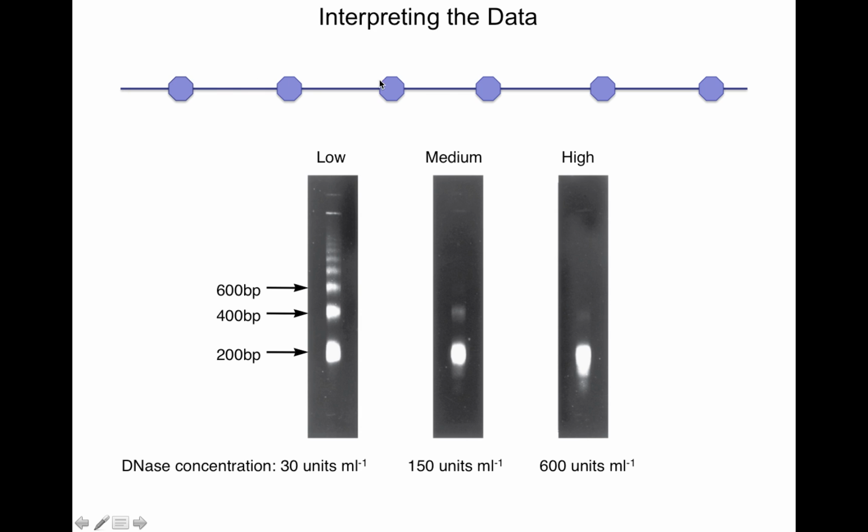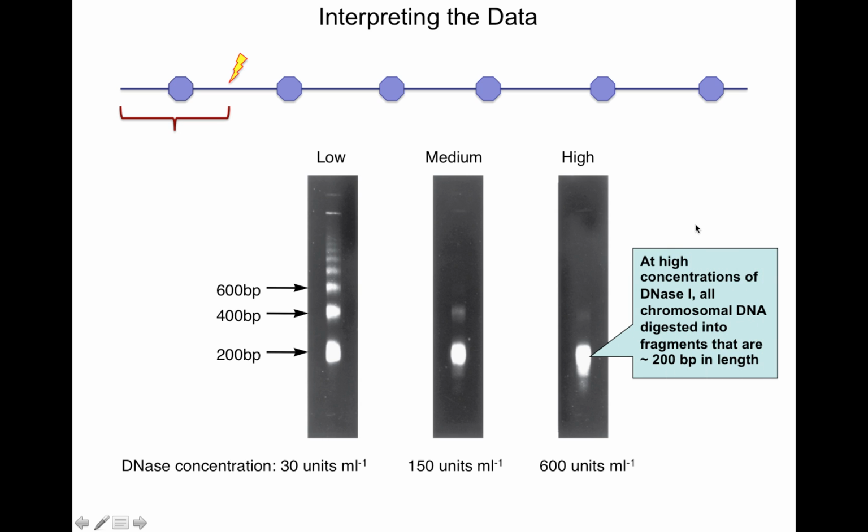This is a length of chromatin. These are the nucleosomes, and these are the nucleosomal regions here, the linker regions. So when the DNA is cut by DNase, you can end up with a length of DNA that is one nucleosome's worth of DNA. At high concentrations of DNase, all the chromosomal DNA is digested into fragments that are 200 base pairs long. This is the result he got.